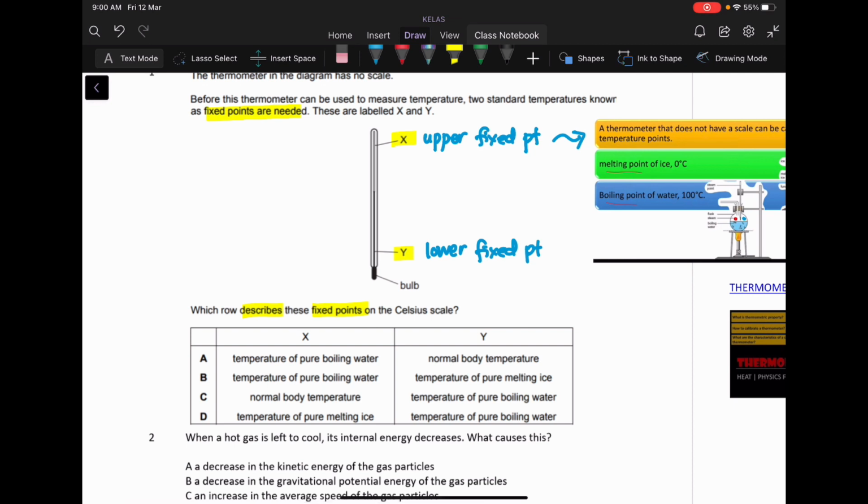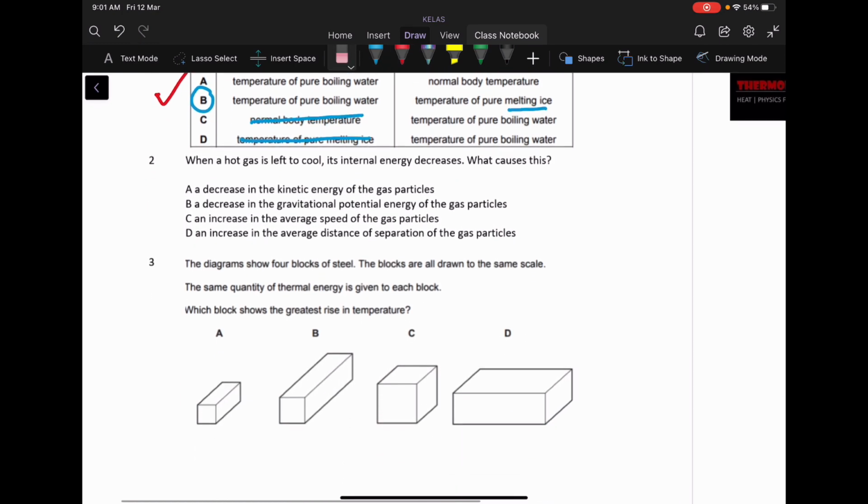So X is the upper fixed point, therefore the temperature is the temperature of pure boiling water. So these are not the answers. We have two possibilities. And then Y is the lower fixed point, so the temperature of pure melting ice. So the answer is B. That's correct. Okay, next question.